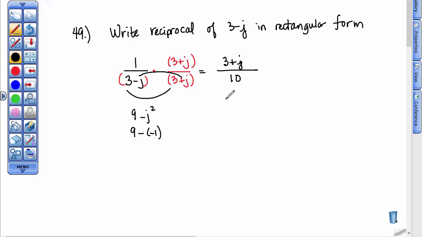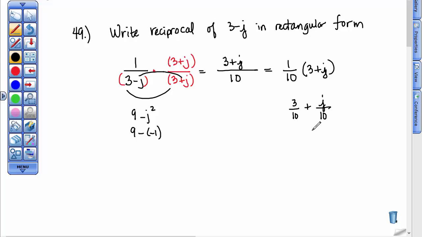And I think that's it. Write the reciprocal of 3 minus j in rectangular form. Again, might write it as 1 over 10 times 3 plus j. Might write it as 3 over 10 plus 1j over 10 is another way to write it.